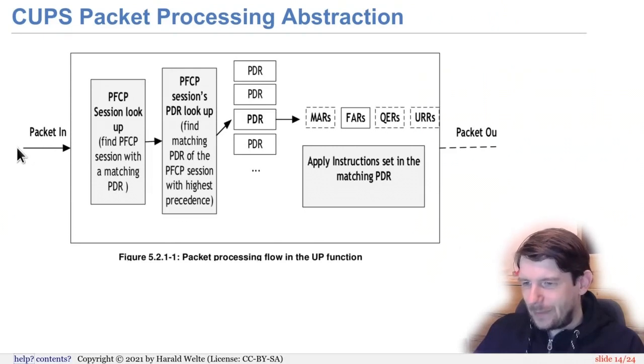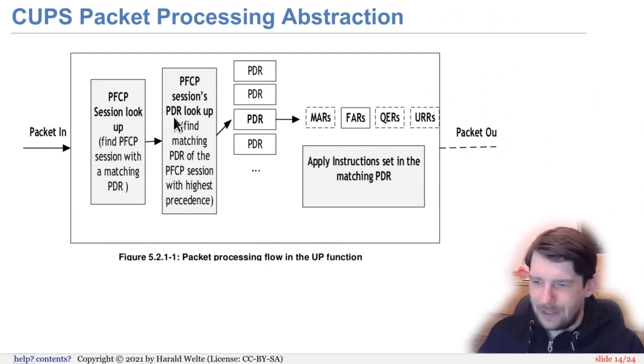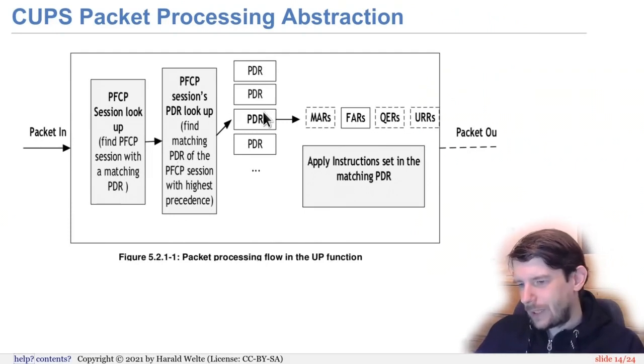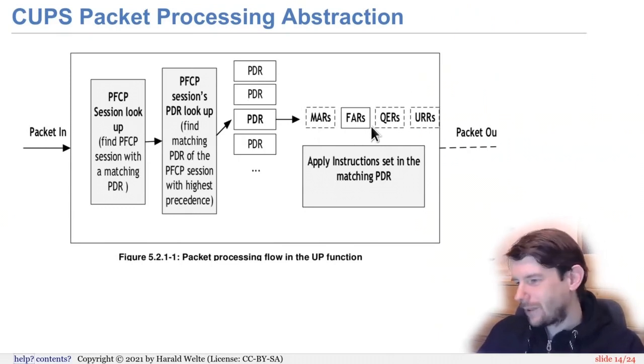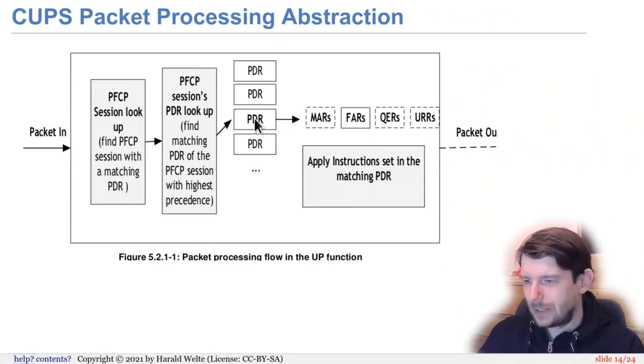So packets come in, then you look up some packet detection rules, the PDR. Packet detection rule is basically a packet filter matching on IP address, tunnel endpoint identifier, and possibly some other bits. And then once you have looked up your packet detection rule, the PDR then points to additional rules. And the only mandatory one, that's why there's a non-dashed box, is the FAR, the forwarding action rule, which defines what will happen to the packet if it has matched this specific packet detection rule. And then those instructions are applied, and the packet is forwarded.